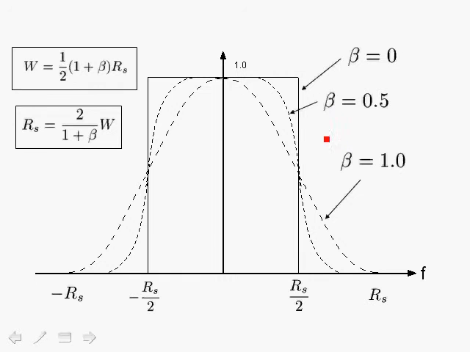Beta is called the roll-off factor. Also, it controls the excess bandwidth. So for example, for beta equals to 1, we have 100% excess bandwidth. In the case of beta equals to half, we have 50% excess bandwidth. And the case where we have a rectangular pulse, of course, we have 0 excess bandwidth.